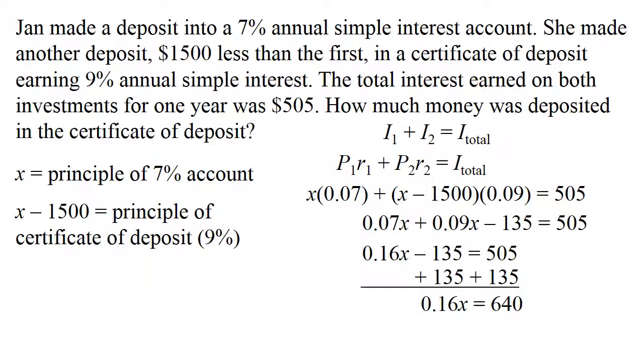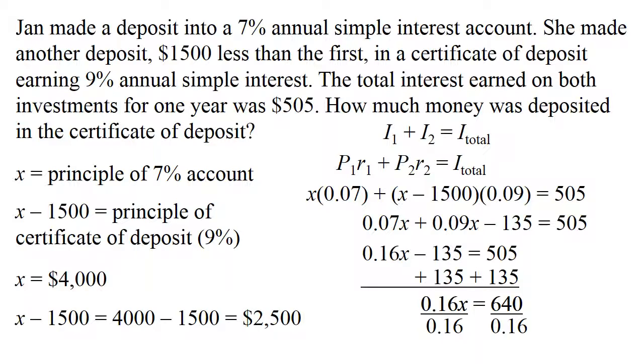Then we're going to get rid of the coefficient, so divide both sides by 0.16. And put that in our calculator, and we find out x is 4,000. That's how much money is in the principal for the 7% account. But the question is, how much money did we deposit in the certificate of deposit, which is the 9%? So we know that's 1,500 less, so substituting 4,000 in there, 4,000 minus 1,500 is 2,500, and that's our solution.